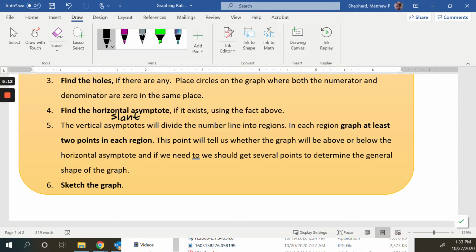Then the vertical asymptotes are going to divide our graph into regions. So we've got left of each asymptote and right of each asymptote. In each region, we want to graph at least 2 points. I would actually recommend about 3. Those points will tell us whether the graph will be above or below the horizontal or slant asymptote. They'll give us a good idea of where to draw our lines. And the more points you find, the better your graph is going to look.